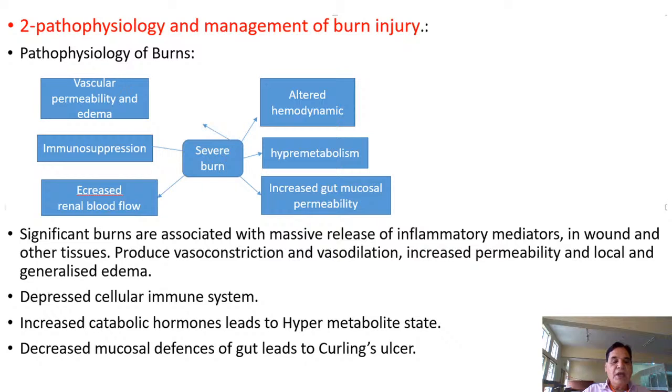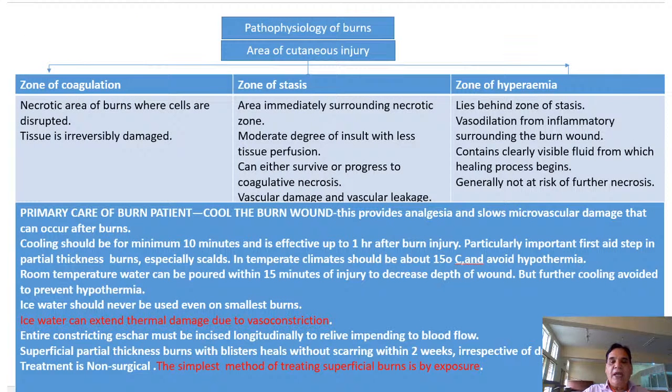So, in severe burns, the pathophysiology is vascular permeability, immunosuppression, and decreased renal blood flow, which leads to oliguria. Altered hemodynamic circulation, hypermetabolism, and increased gut mucosal permeability, which is going to cause the edema and also ulcers. Okay. So, pathophysiology and area of a cutaneous injury. How is the area of burn distributed?